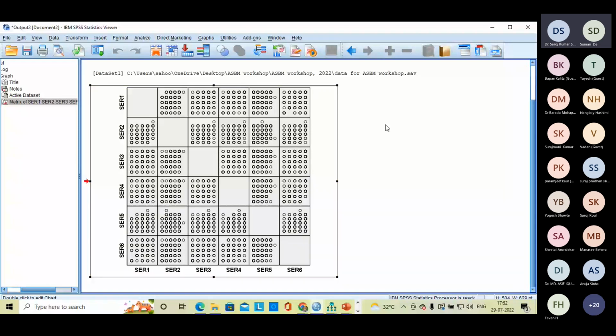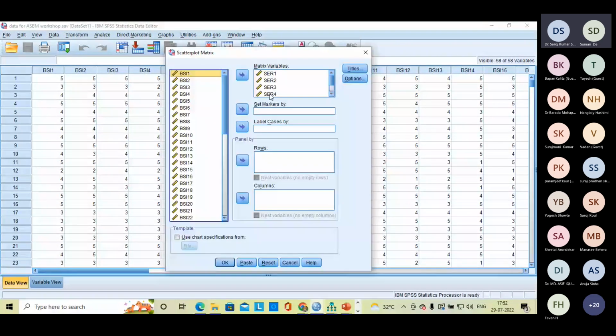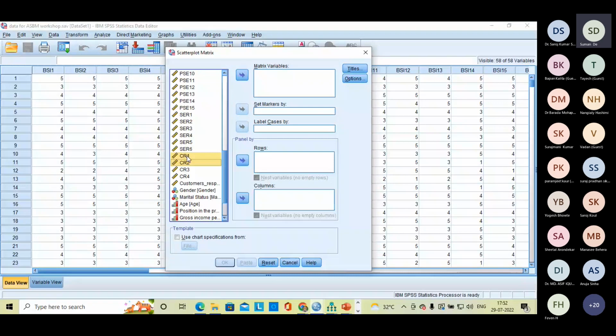So let us take another construct. Go to Graph, go to Legacy Dialogs, go to Scatter plot, select Matrix, which has already been selected, then Define. Let us take the indicators of another construct, the CR values. These 4 CR values, so it will create a matrix of 4 by 4. Then OK.